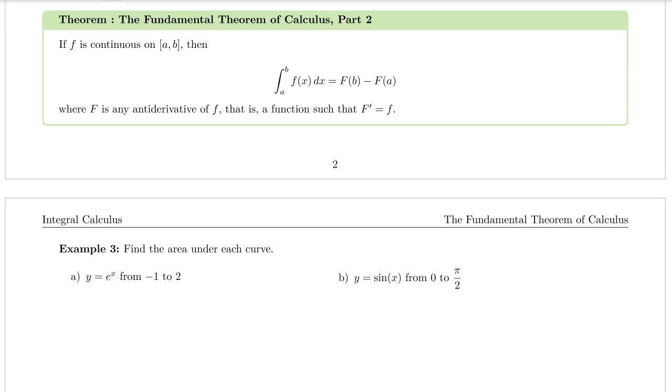are very important. And part two says, if f is some continuous function on the closed interval from a to b, then the definite integral from a to b of f of x dx is equal to capital F of b minus capital F of a, where capital F is any antiderivative of lowercase f, that is, a function such that capital F prime is equal to f.